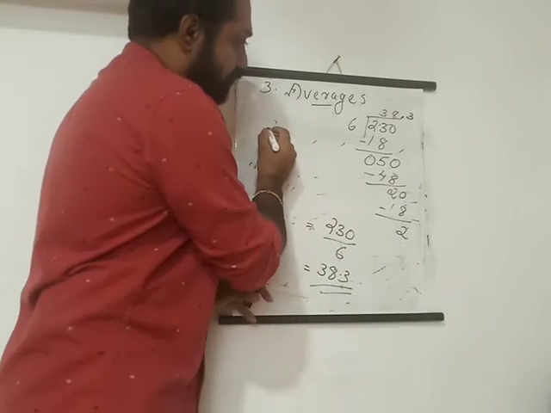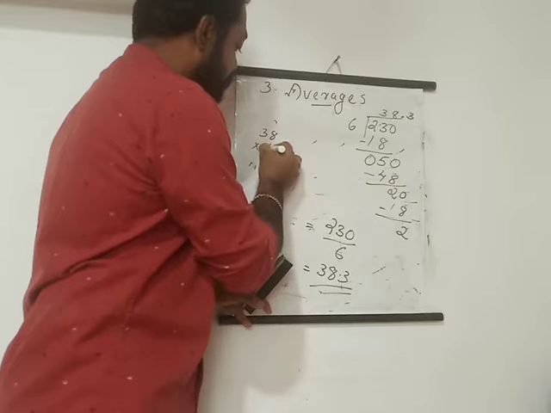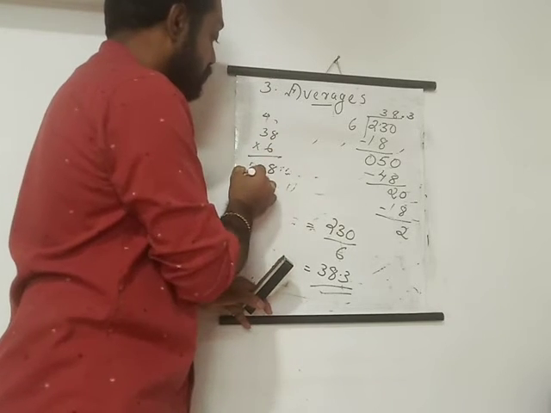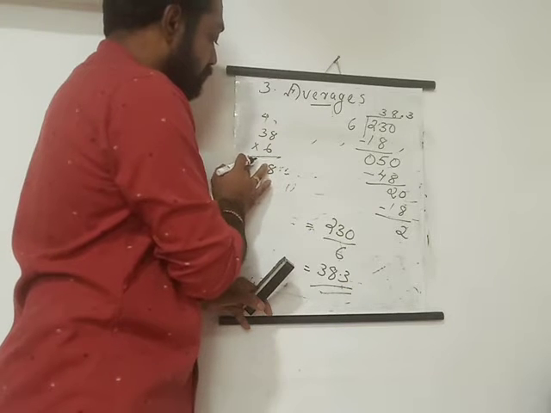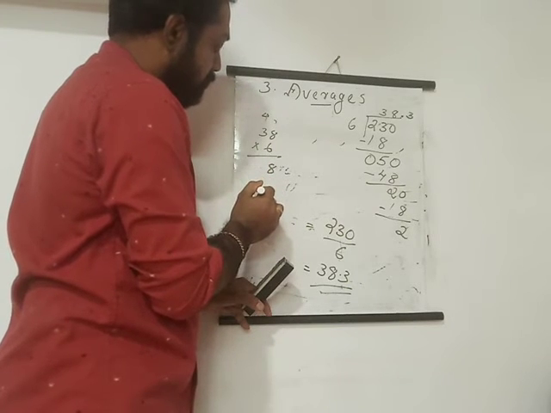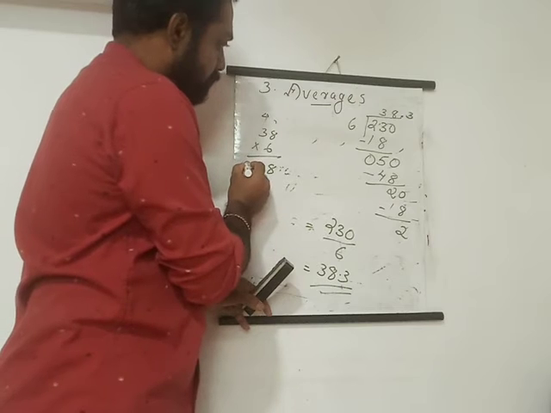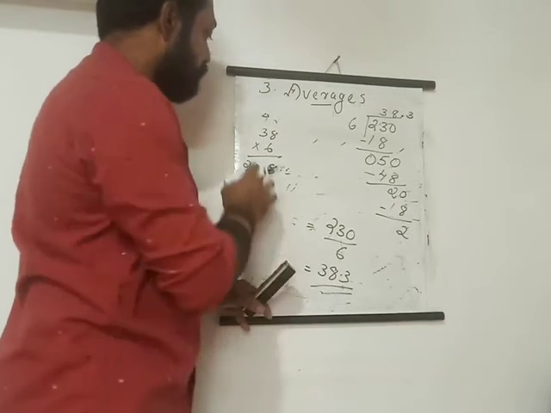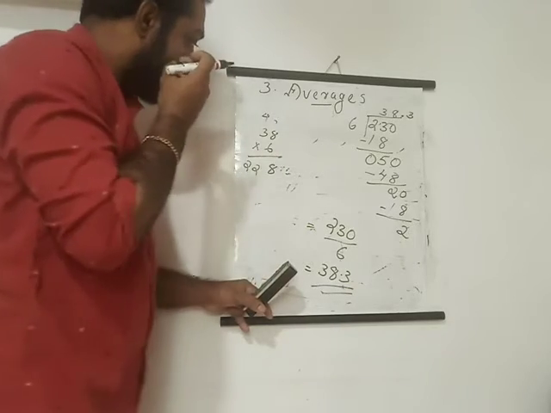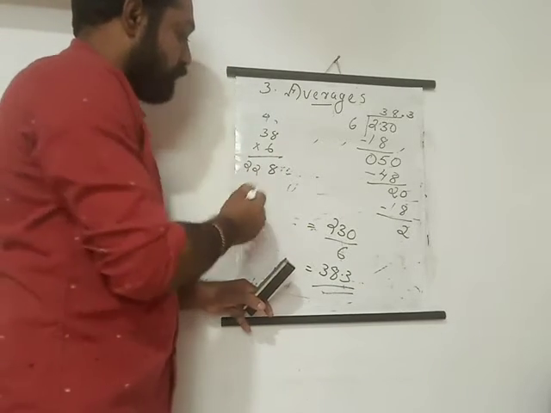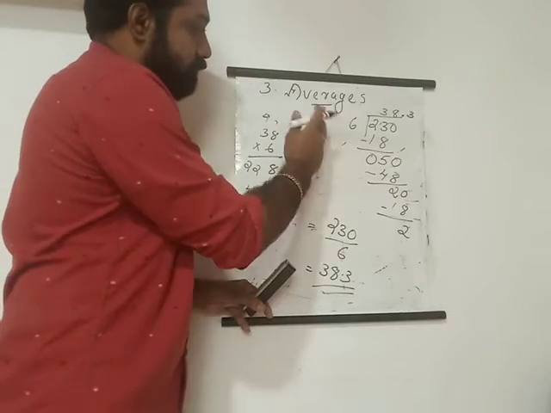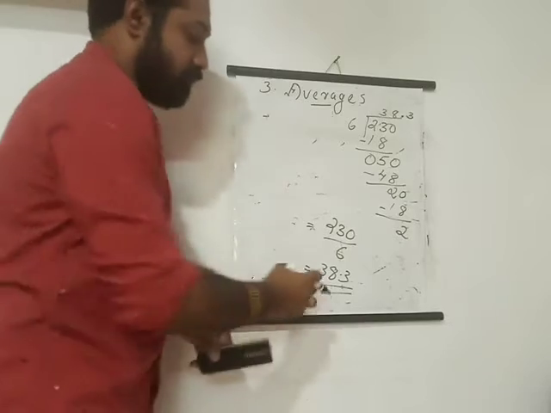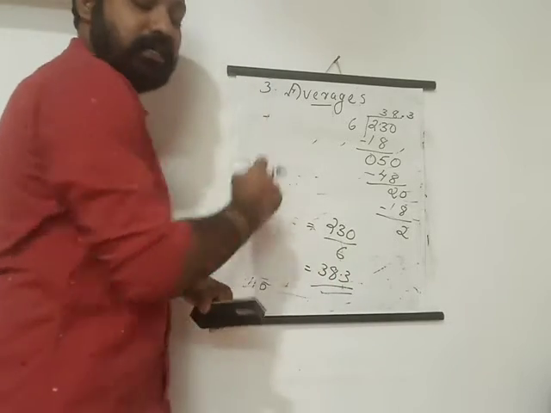So can we check whether your answer is correct or not? Yes, see, 3 8s are 24, 18 plus 4, 22, 128 plus 2 is what? 130. Okay, so that was the answer. 38.3 is the answer, to one decimal place. So this is the average of the given numbers.